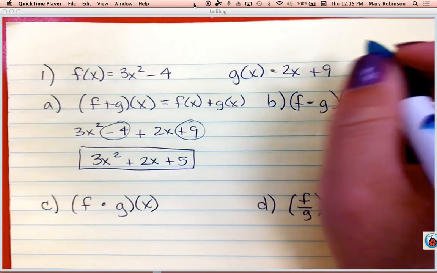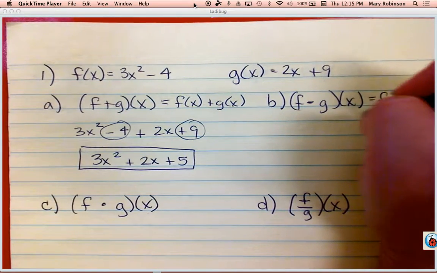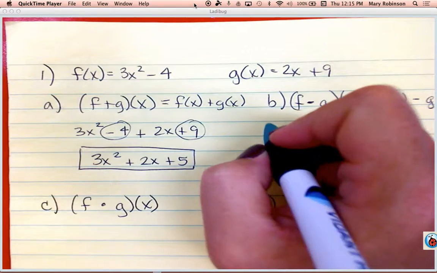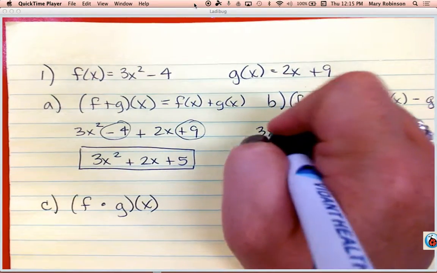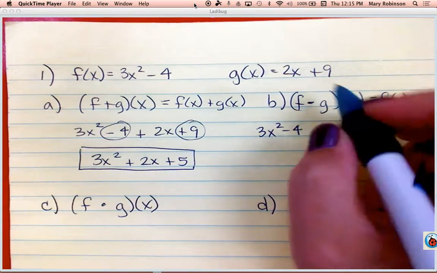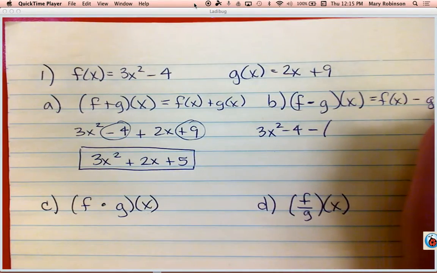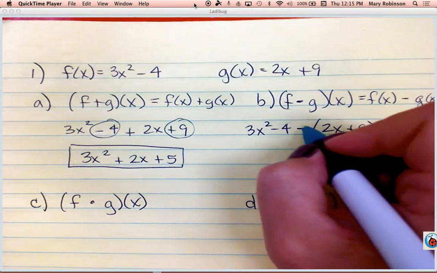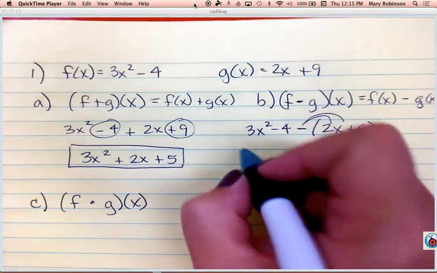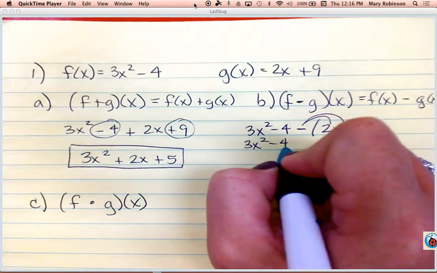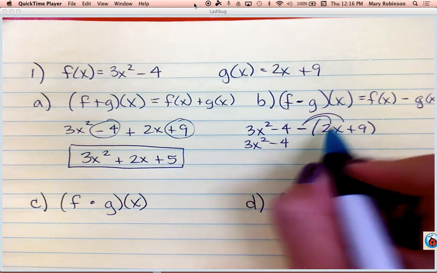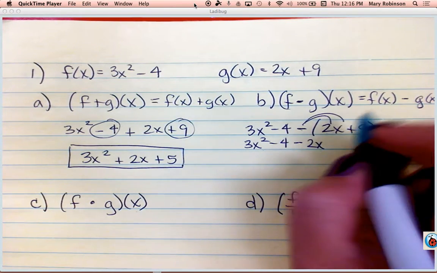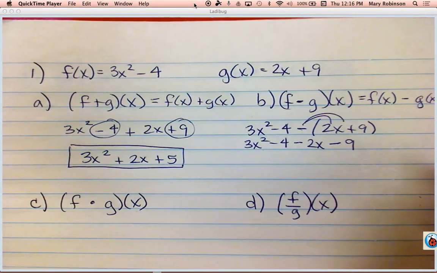Next, f minus g of x means you're going to take f of x and subtract g of x from it. The thing that's tricky here that you have to keep in mind is that f of x you'll just write down, but you do have to put whatever you're subtracting in parentheses. If you don't, you'll forget to distribute the negative sign. So I'm going to rewrite the 3x squared minus 4, but this means I'm subtracting positive 2x, so minus 2x, and I'm subtracting positive 9, so I'm subtracting 9.